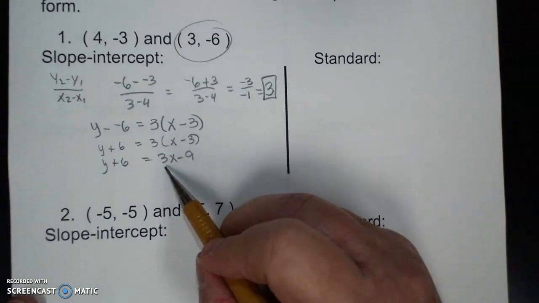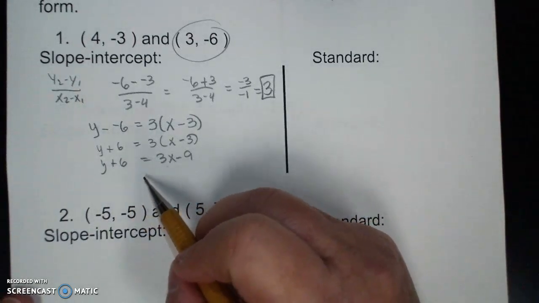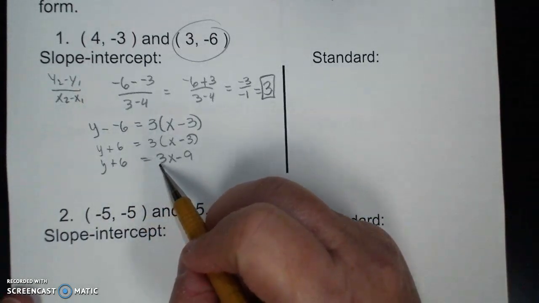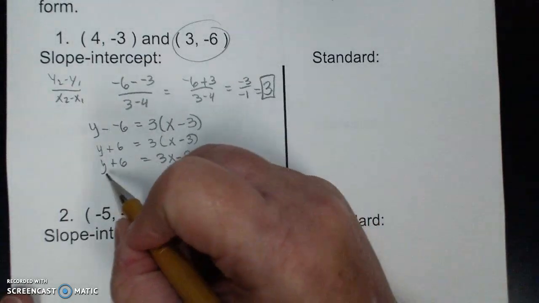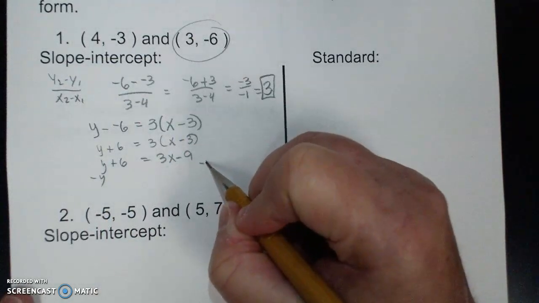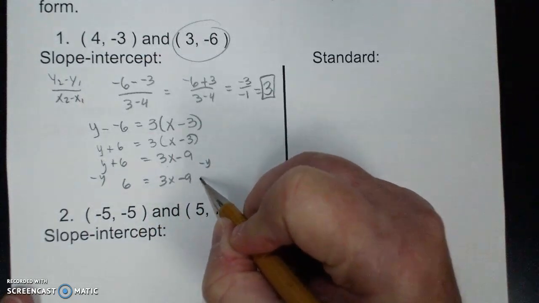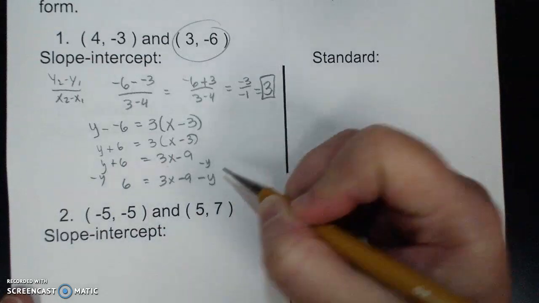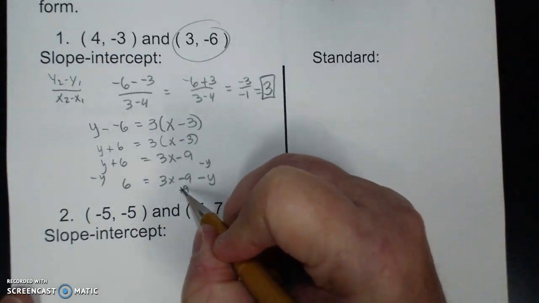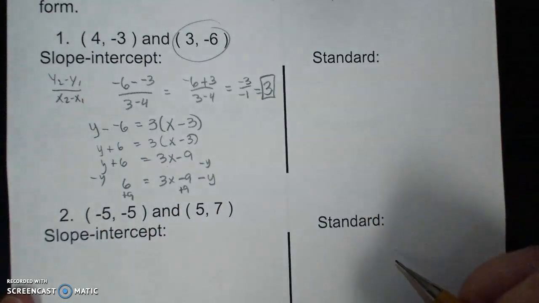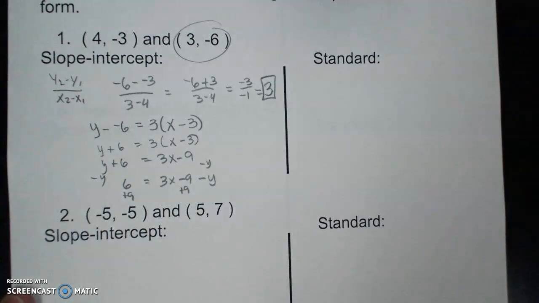Because y is positive here, I'm going to swing the y to this side. So I'm going to subtract y. I get 6 equals 3x minus 9 minus y. Going to add 9 and add 9. Oh, slope intercept. Oh, Lord. We're going to back up a little bit because I totally did not read what it wanted.